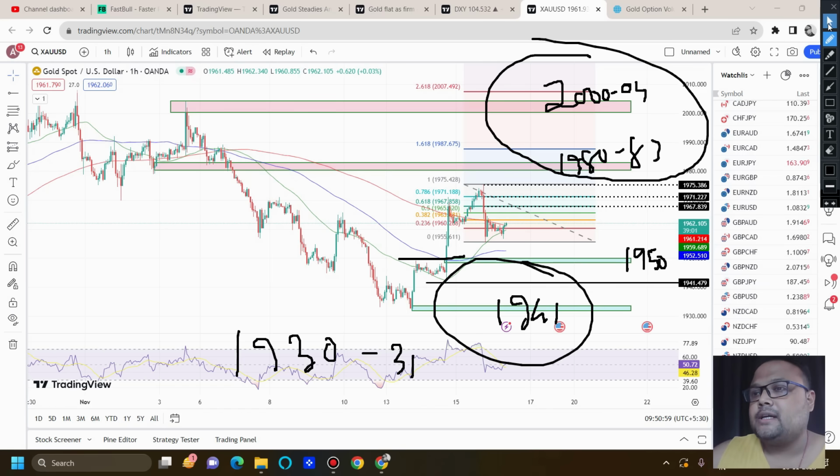Okay, so these are the three levels. 1941, I won't say 1941 is a major level, but still we can expect that at least the market will give us a bounce and you'll be able to hold a trade for one or two days.